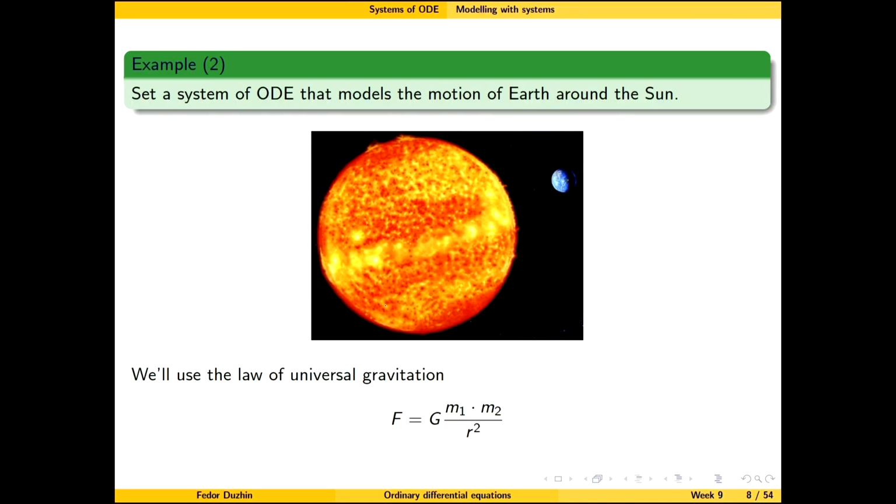We are going to write a system of ordinary differential equations that models the motion of Earth, or generally speaking of any planet around a star. We are going to use Newton's law of universal gravitation. According to that law, the gravitational force is inversely proportional to the square of the distance and is proportional to the masses of the two objects.